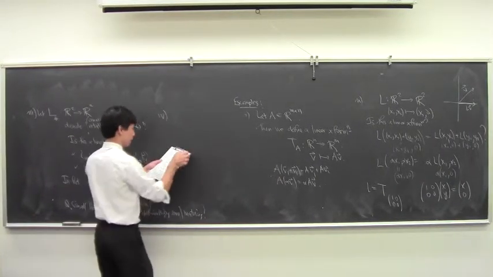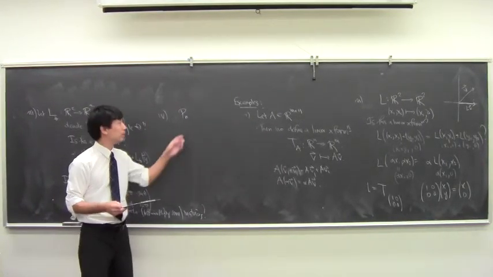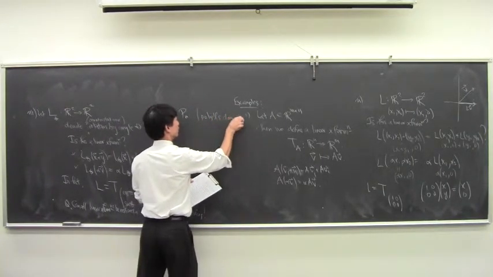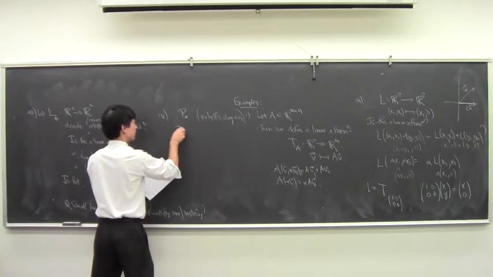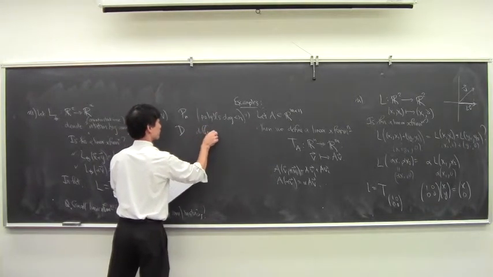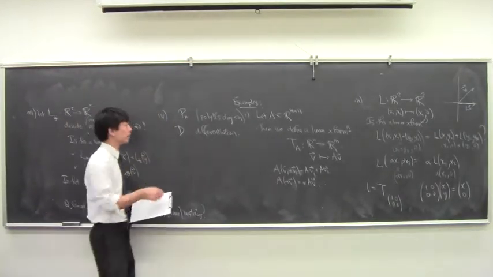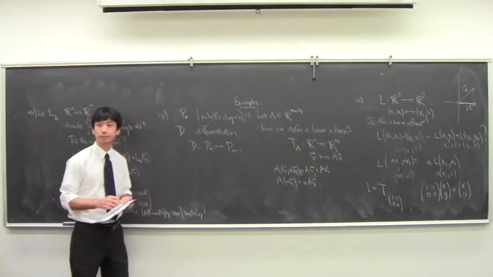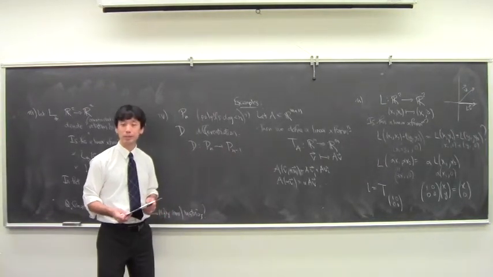Example number 4. Suppose we're in the polynomials of degree less than n. Remember, P sub n, polynomials of degree less than n. And we think about D as differentiation. D goes from Pn to Pn minus 1. It's certainly a map from this vector space to this vector space. Is it a linear transformation?